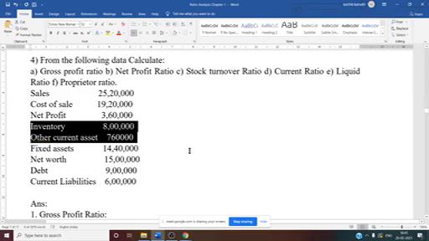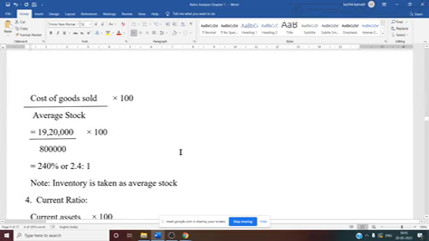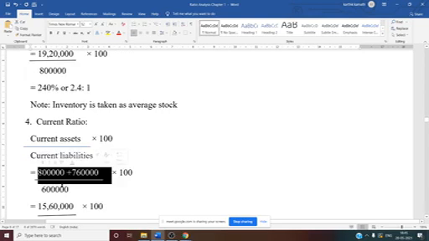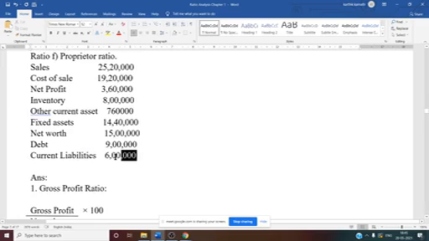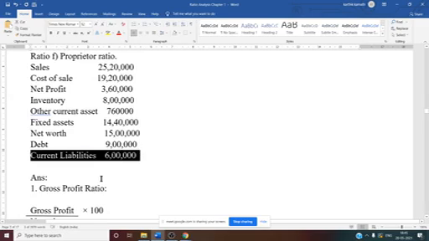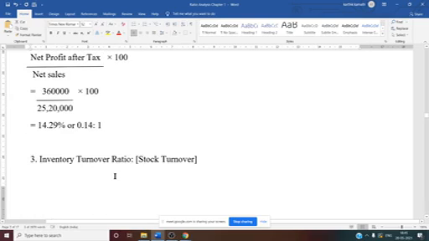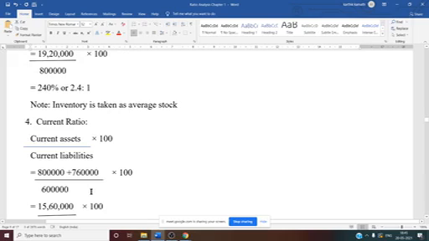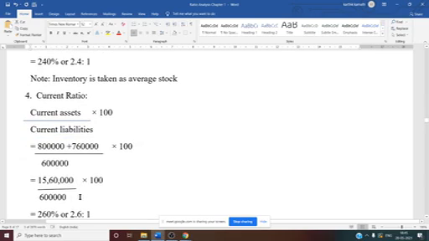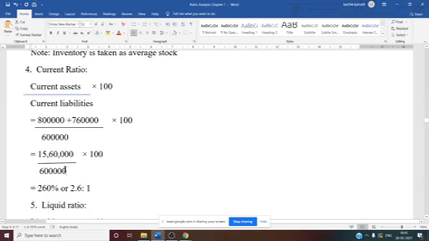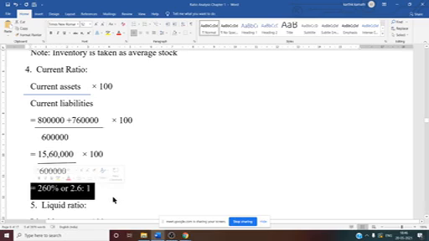8 lakh plus 7,60,000. The same thing you are going to write in the numerator. Current ratio numerator: 8 lakh plus 7,60,000 divided by current liability. Current liability, if you see in the question, they have directly mentioned it, no problem at all. 6 lakh you need to write in the denominator. So we'll substitute in the formula of current ratio: current asset divided by current liability into 100. Current asset we have taken as inventory as well as other current asset, divided by current liability we have taken directly from the question. So the answer is 15,60,000 divided by 6 lakh into 100. Answer is 260%, or you can say 2.6:1. So this is regarding the current ratio.